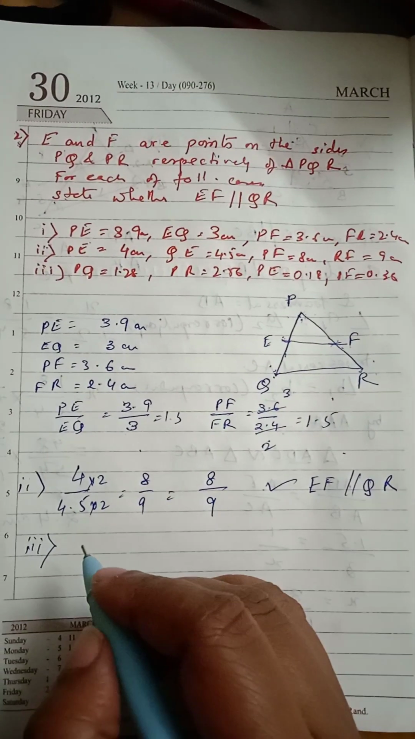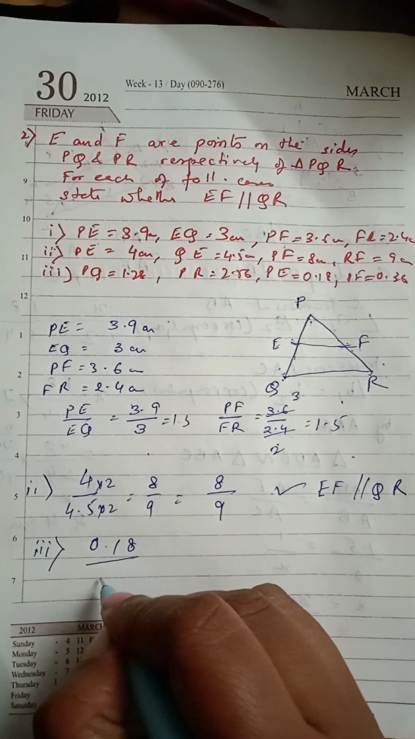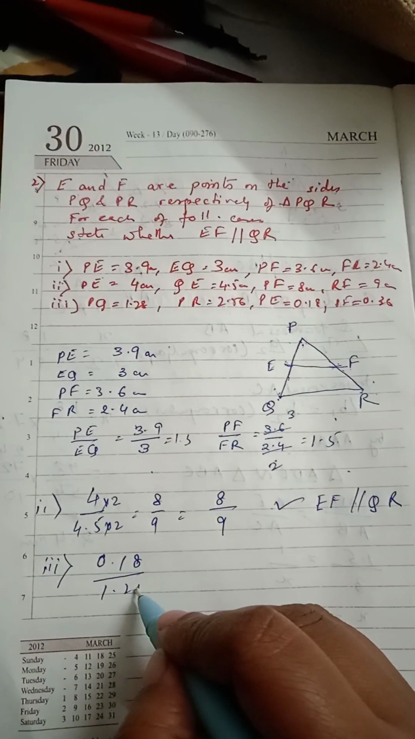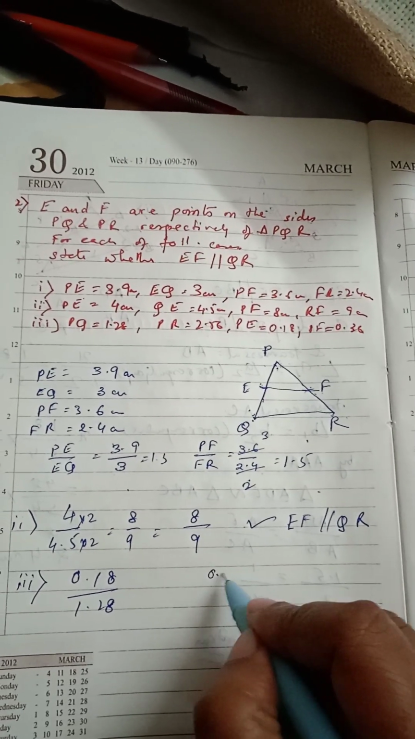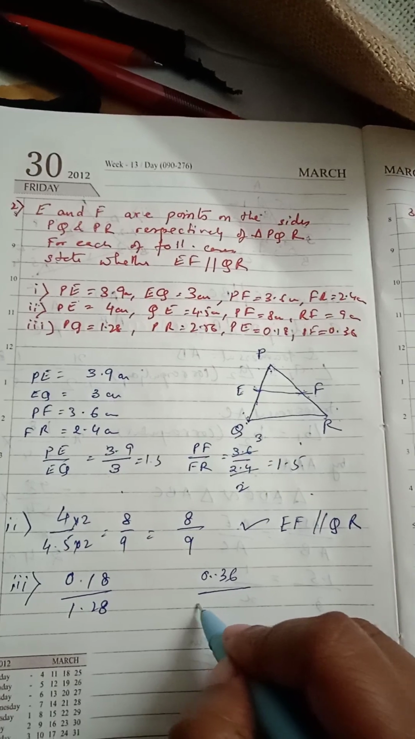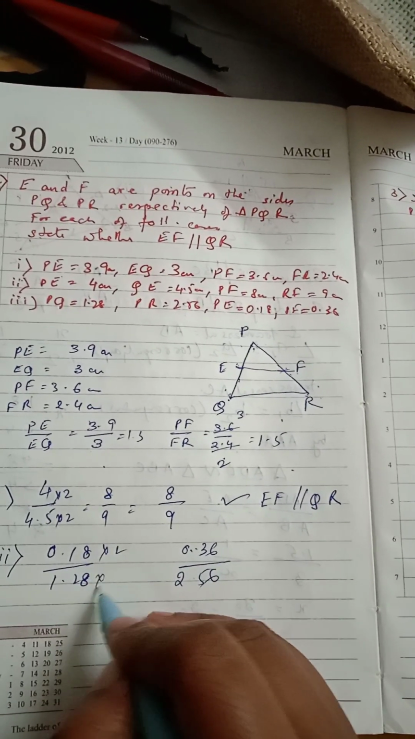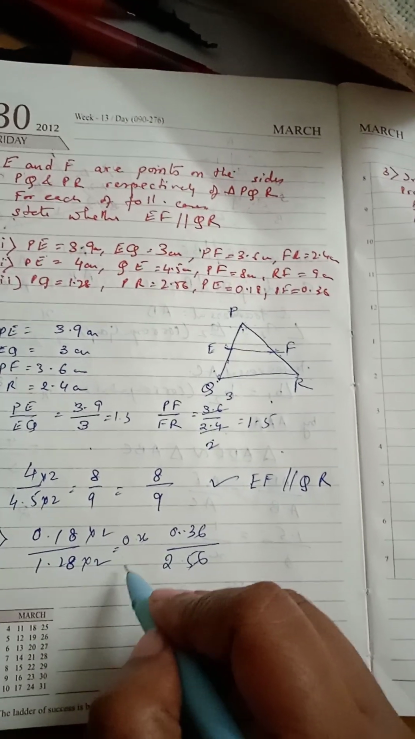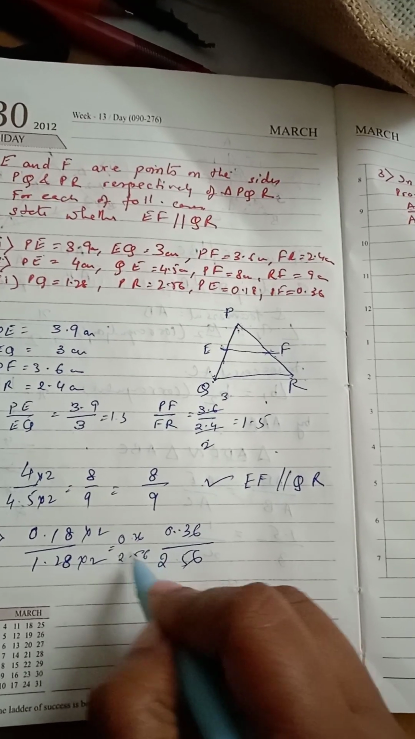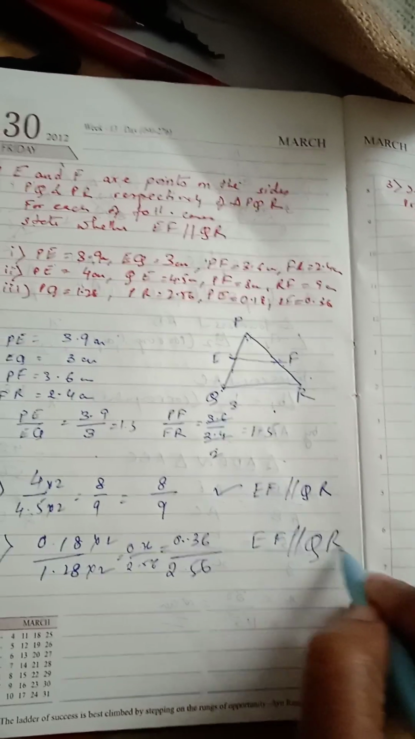So what I do, PE by PQ, and on the other side I have PF by PR. So 18 to the 36, you see if I multiply by 2, what happens, 0.36, and below I get again 2.56. So in this case it is equal, so I can always say EF is parallel to QR.